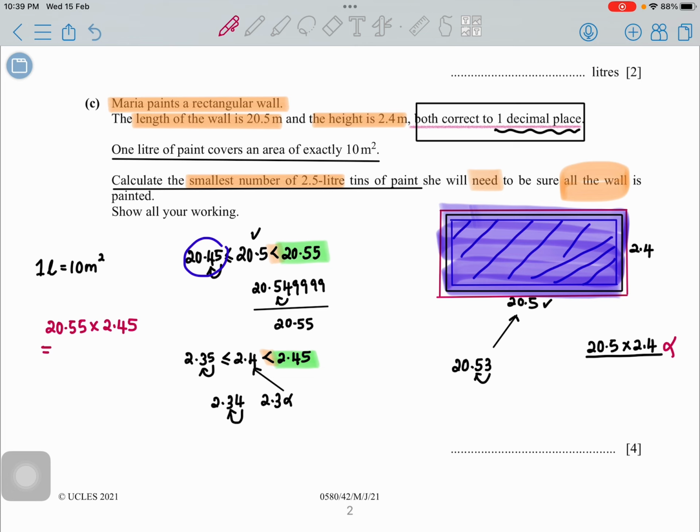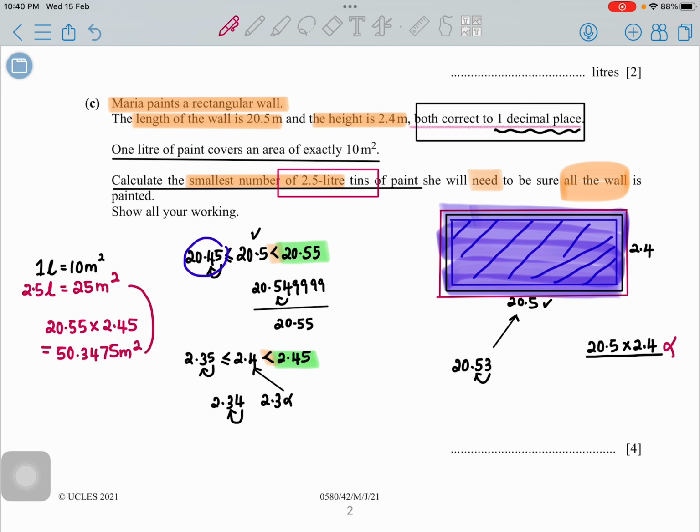So let's find the area. What happens? We are getting 50.3475 meters squared. But what are we looking for? We want to find the 2.5 liter tins of paint. So 1 liter is 10 meters squared. 2.5 liters will cover an area of 25 meters squared.